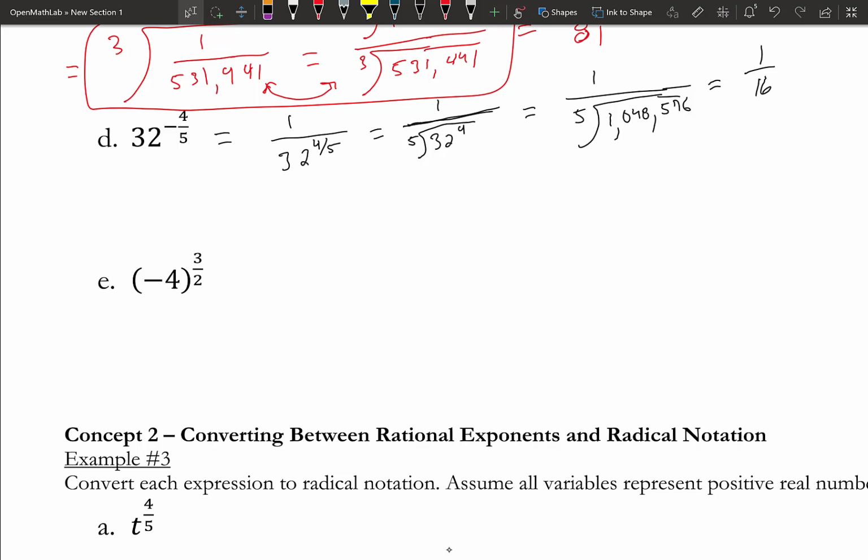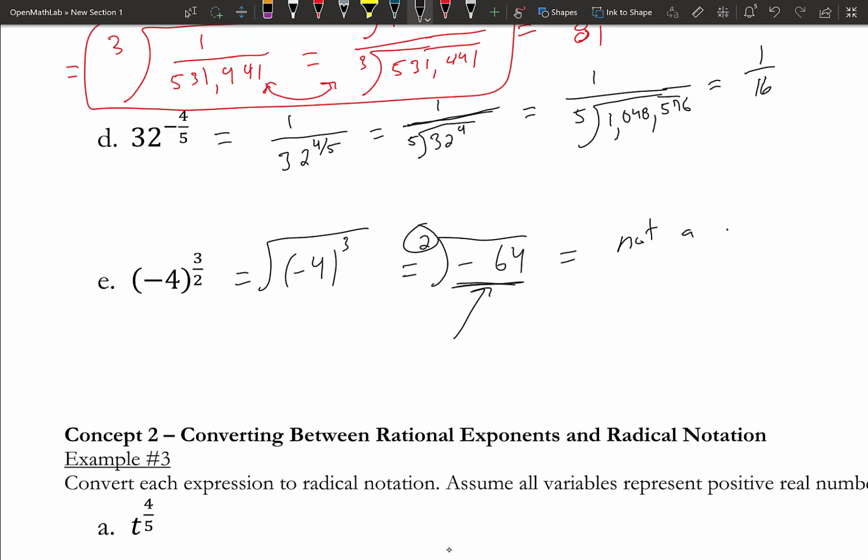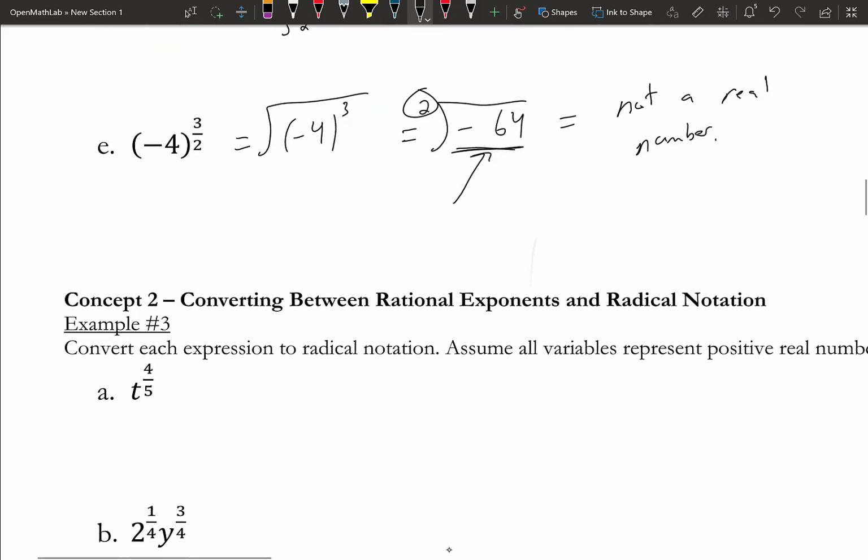So the next one, part E, we have negative 4 raised to the 3/2 power. So this is the same thing as negative 4 cubed, and then the square root of that. Again, it's just using that definition we talked about earlier above. So negative 4 to the 3rd power is negative 64. So we'd have the square root of negative 64. But again, I can't have a negative value underneath an even root, because that's like a 2 here, a square root. So this would not be a real number. So we can't simplify this.